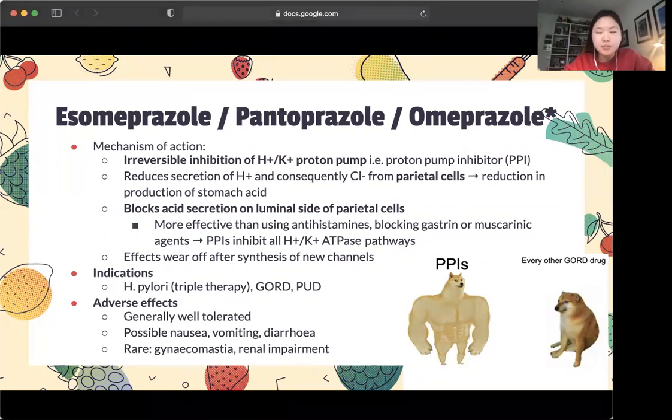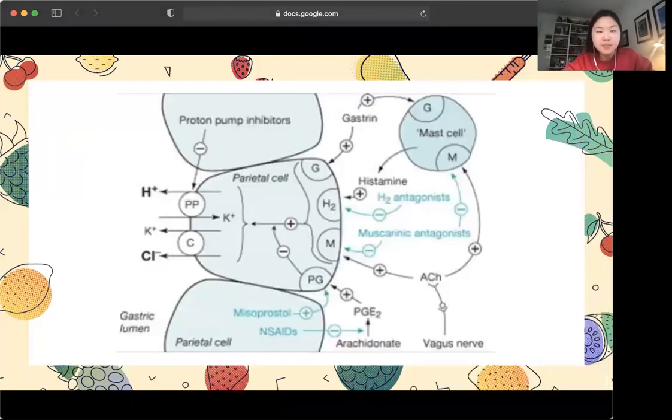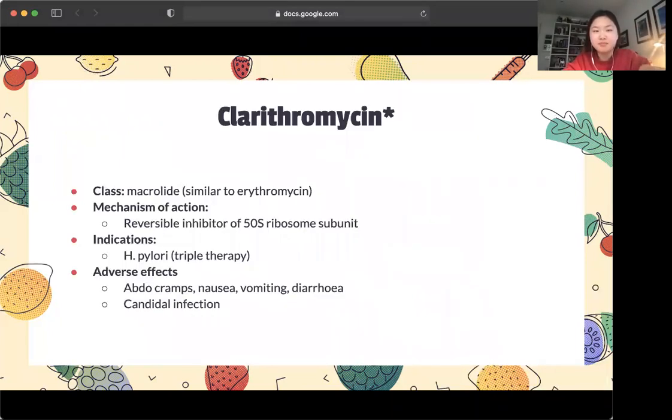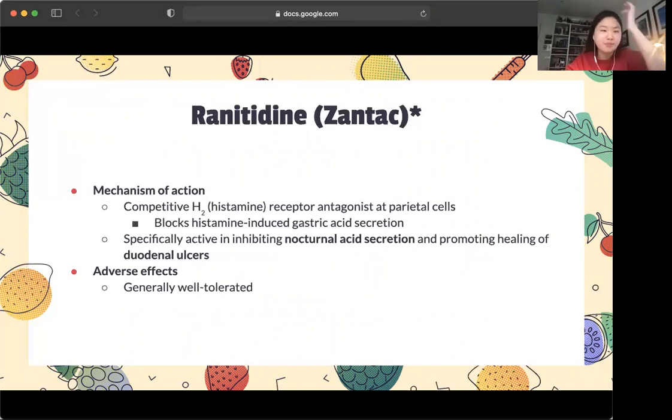Indications, basically triple therapy, GORD, PUD, and they're generally well tolerated. Rare side effect, which is FYI, I didn't know this either, gynecomastia. And this is basically a general diagram for where everything acts, just for your information. Clarithromycin, basically, it's in the H. pylori triple therapy. It's a macrolide. That's all you really need to know.